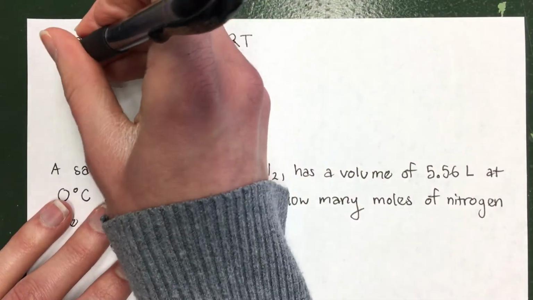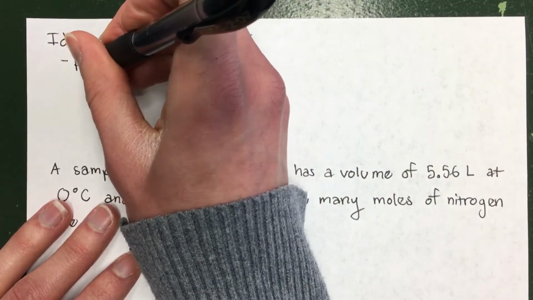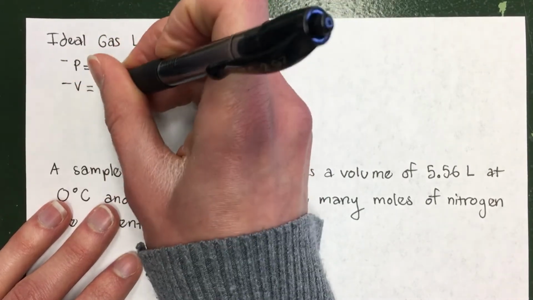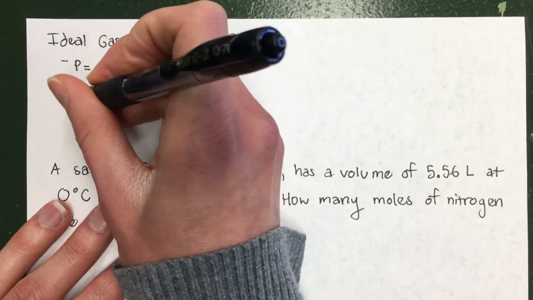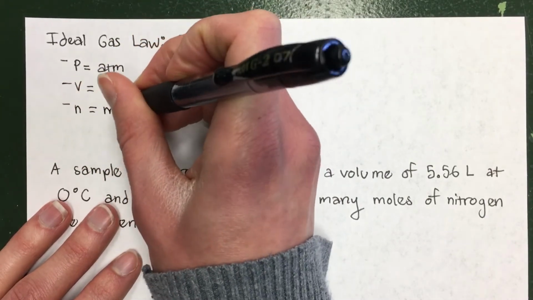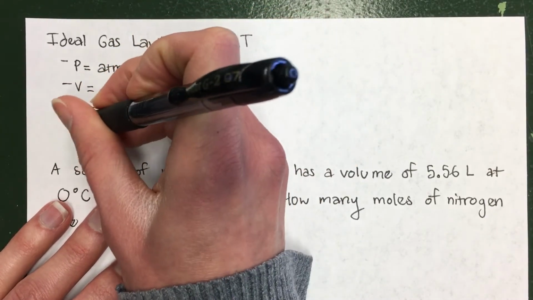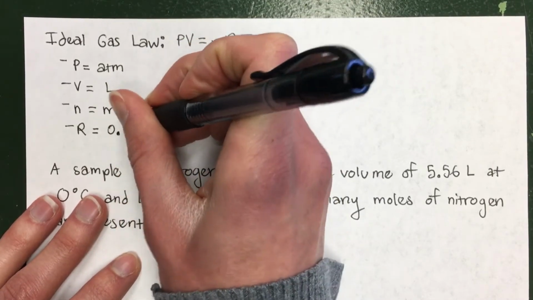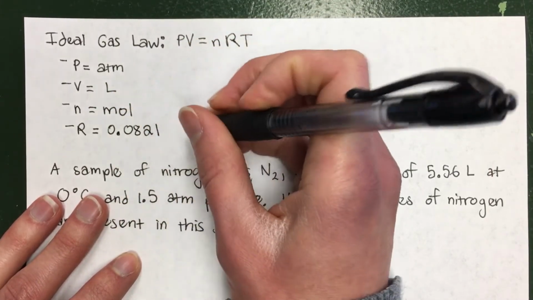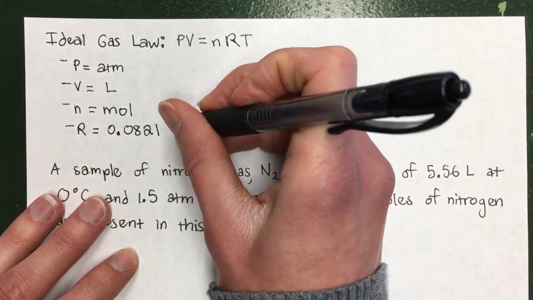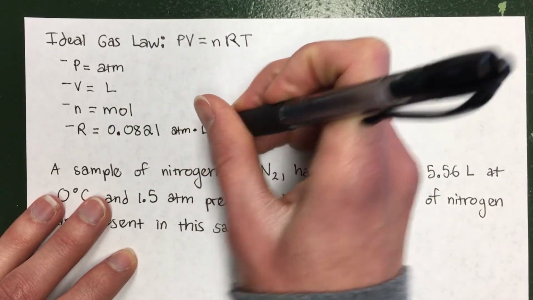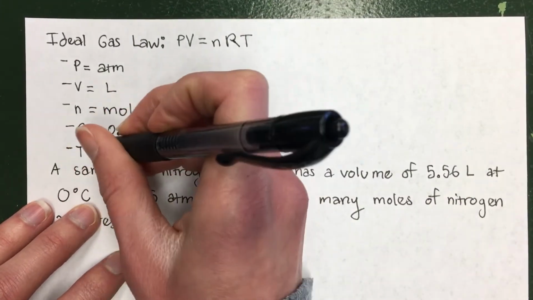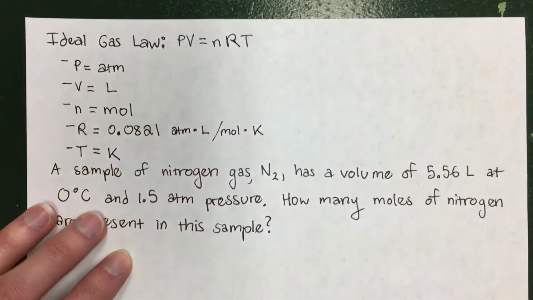So I'm going to go over really quickly what the units have to be. Pressure has to be in atm. Volume has to be in liters. N has to be moles. R is a specific number. It's always the same in every single problem. It's 0.0821. And there are some units to that number if you're curious. It's atmospheres times liters over mole times Kelvin. And then your T has to be in Kelvin.